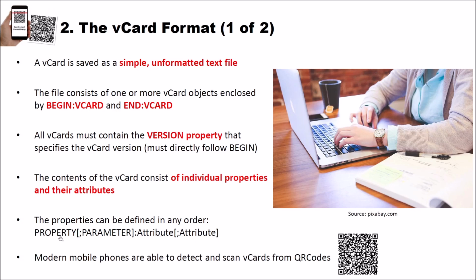And modern mobile phones are able to detect and scan vCards from QR codes. And here on the right side, I have an example QR code. You could now stop the video, and if you're not watching with your mobile phone, you could take your mobile phone and try to have a look at the QR code, and you will see that it will try to create a contact in your address book. But of course, you can decline this.